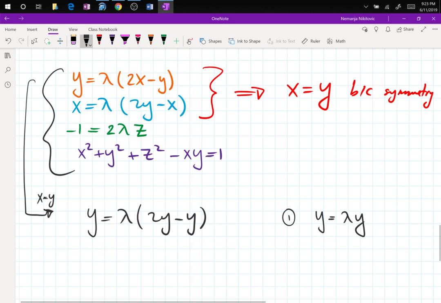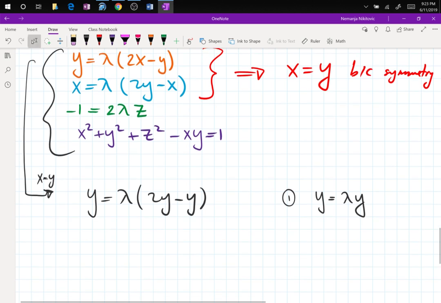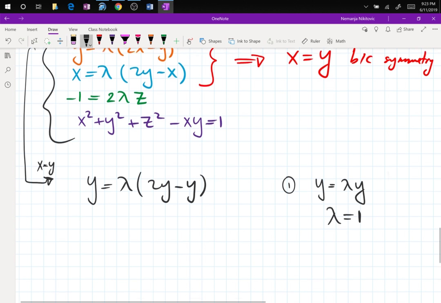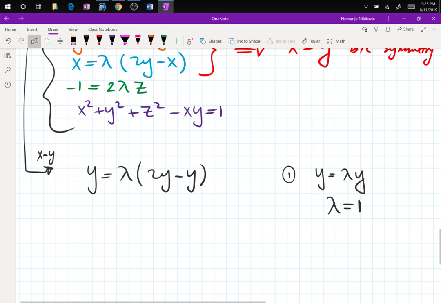What did I just find? Lambda is 1. I don't care about lambda, but I just found lambda is 1. So immediately I go into the green equation. Lambda is 1, I know z. So that's how awesome this thing is. You don't have to calculate lambda, but when it's convenient, hey, if it's free, let's go. So now we have lambda is 1, so negative 1 is equal to 2 times 1 times z. So z is equal to negative 1/2. Great.